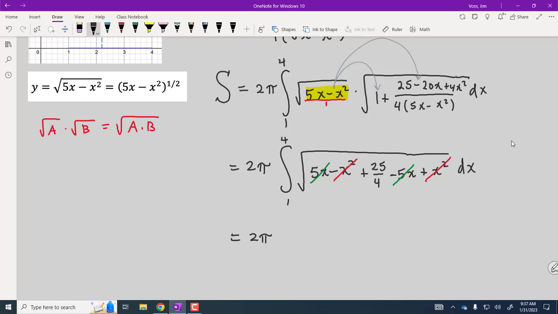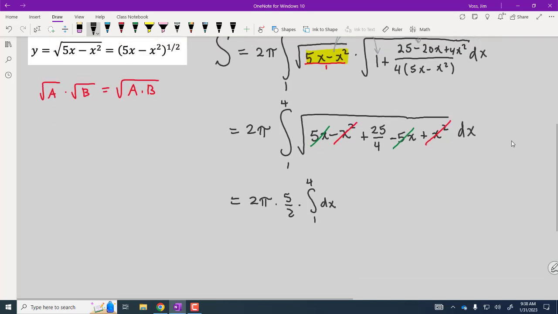So the only thing left is 25 over 4 inside of a square root. Square root of 25/4 is 5/2. That's a constant. It comes to the front. And we're just left with the integral of dx from 1 to 4. And what is the value of the integral of dx from 1 to 4? 3. Upper minus lower. 4 minus 1. 3. So we end up with 5 pi, simplifying this stuff out in front, multiplied by 3, which will give us total area of 15 pi.